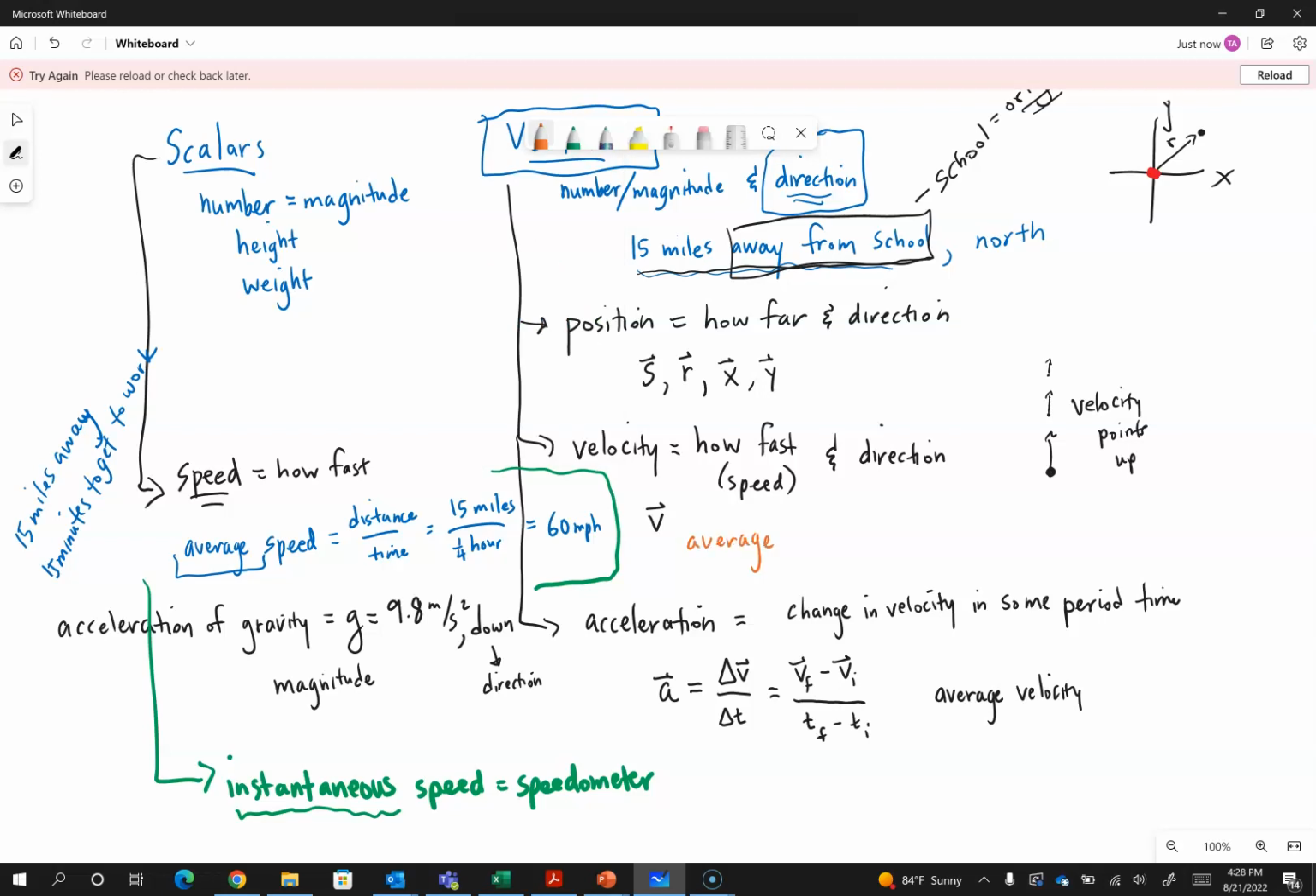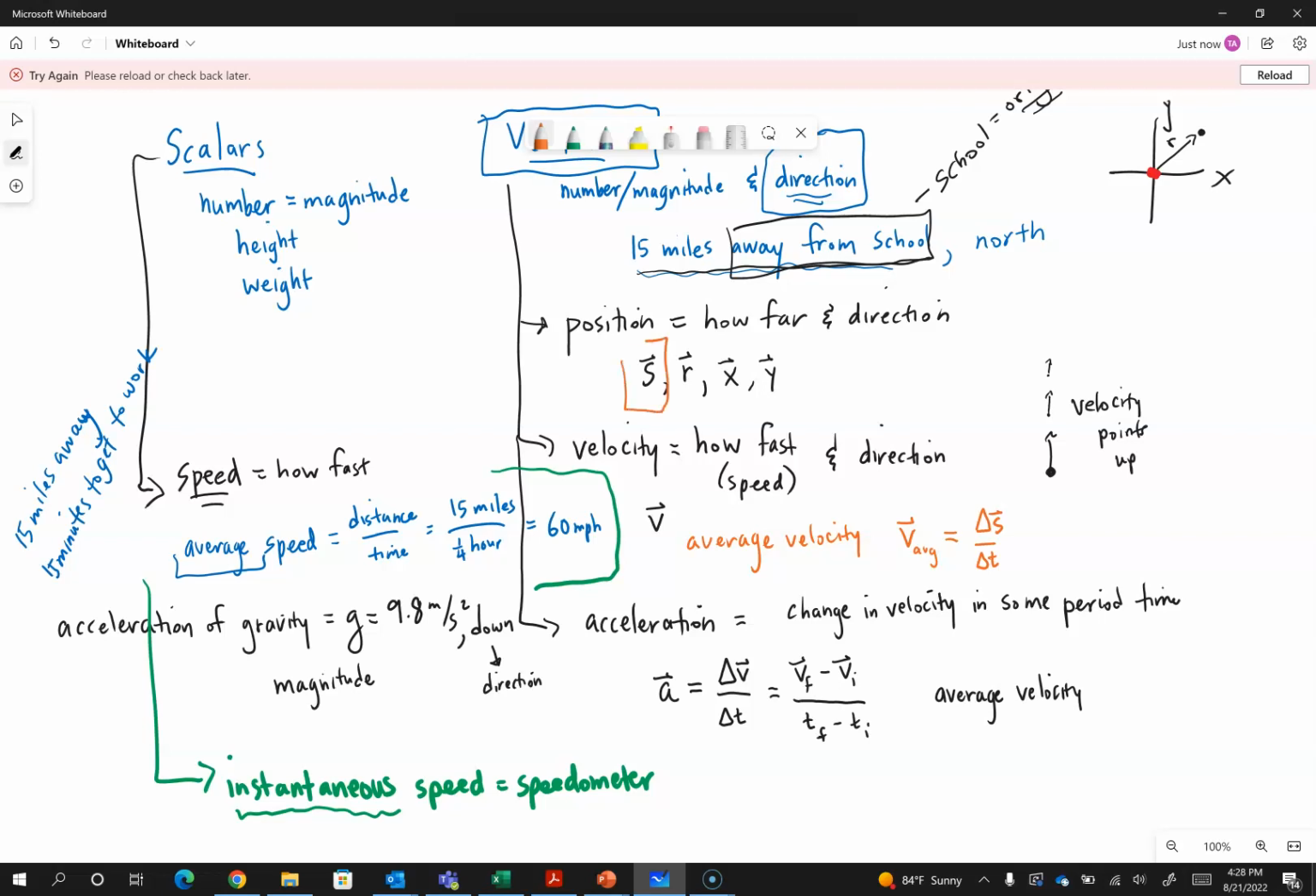Average velocity and average speed are not the same thing. They can be the same thing, but they might not be the same thing. I'm going to represent average velocity with a V, again for velocity, and a subscript of AVG for average, just to simplify it down. The average velocity of an object is defined as the change in position.